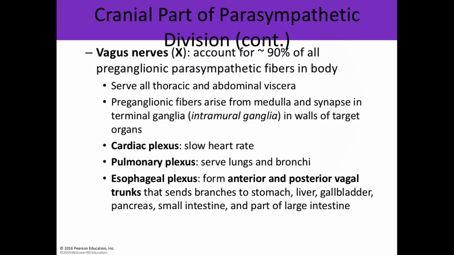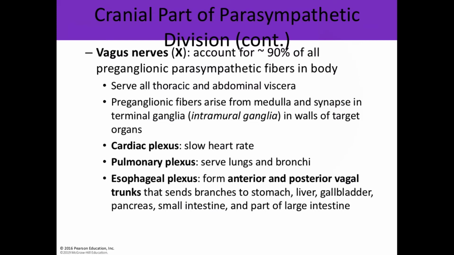This, of course, includes what's in the abdominopelvic cavity, and then, of course, the thoracic cavity. The preganglionic fibers arise from the medulla, and they synapse in the terminal ganglia in the walls of those target organs. To make it most specific, class, we have what is called the cardiac plexus. You'll see a photo here in a moment. It slows your heart rate. Notice, class, this is the cranial part of the parasympathetic division.